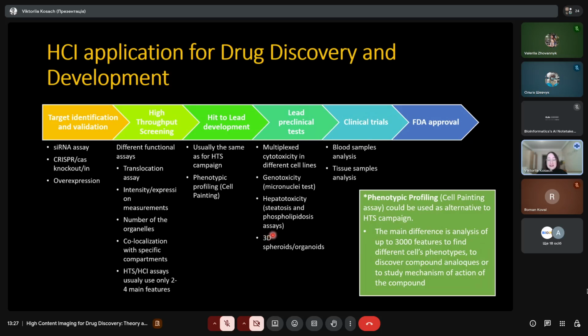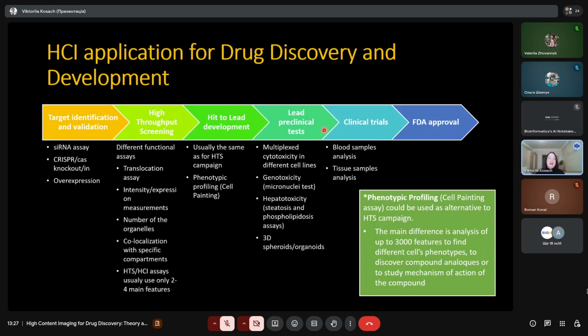And the last but not least example of the high content imaging assay in preclinical tests are assays in 3D, like cancer spheroids or organoids, because 3D models are much closer to what is happening in organisms in comparison with regular 2D monolayer cultures.